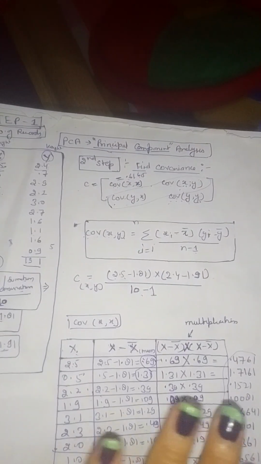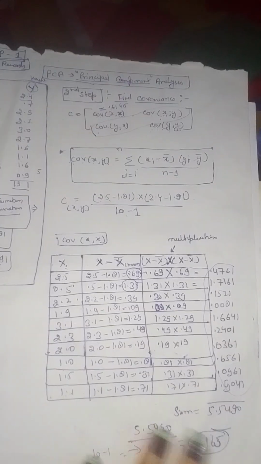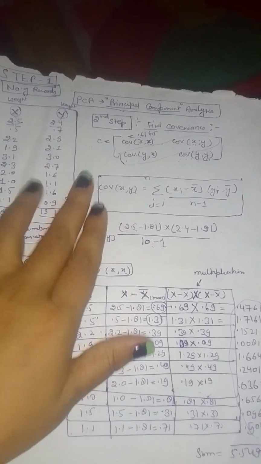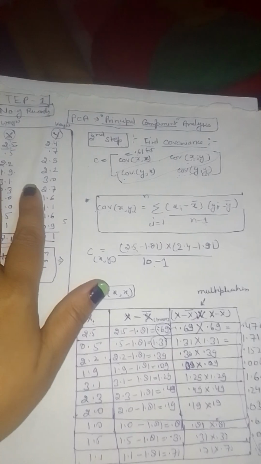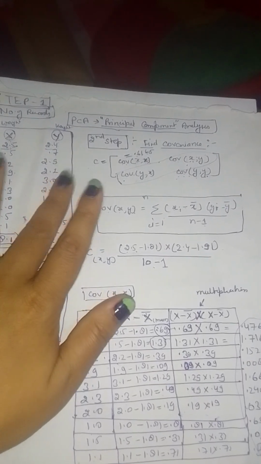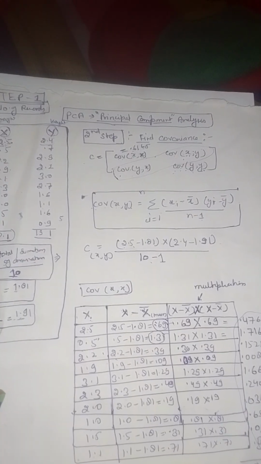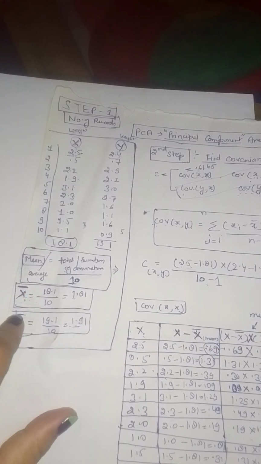In the last video I gave you step 1 of principal component analysis. Please check it out and see the formula I gave you in the second step. This was the first step. In this first step I gave you the two records x and y, and we calculated the mean of x and y, that is called the average. This was x bar and y bar.